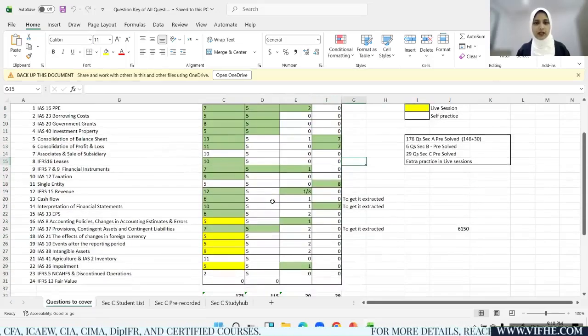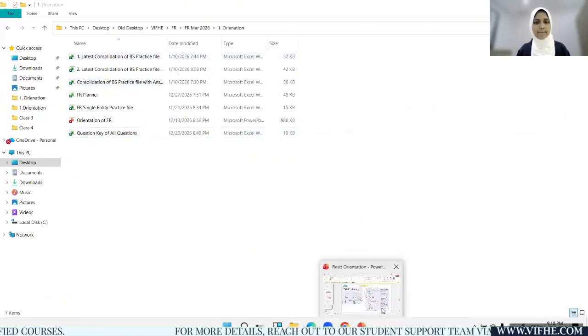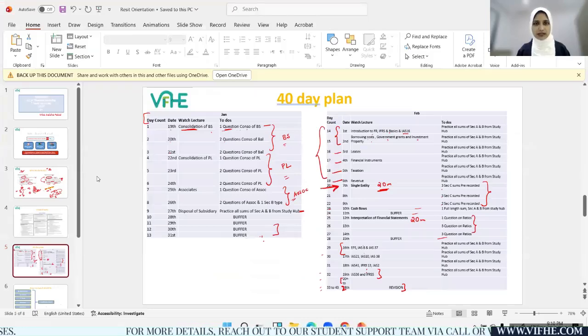And also I have shared with you all kits, the practice kits that are also available. So make sure you all are making the maximum use of these practice kits.